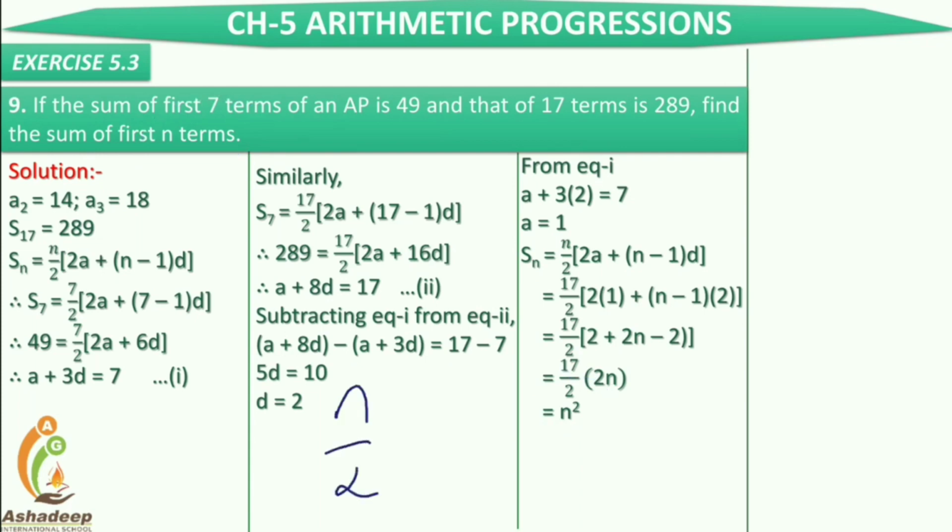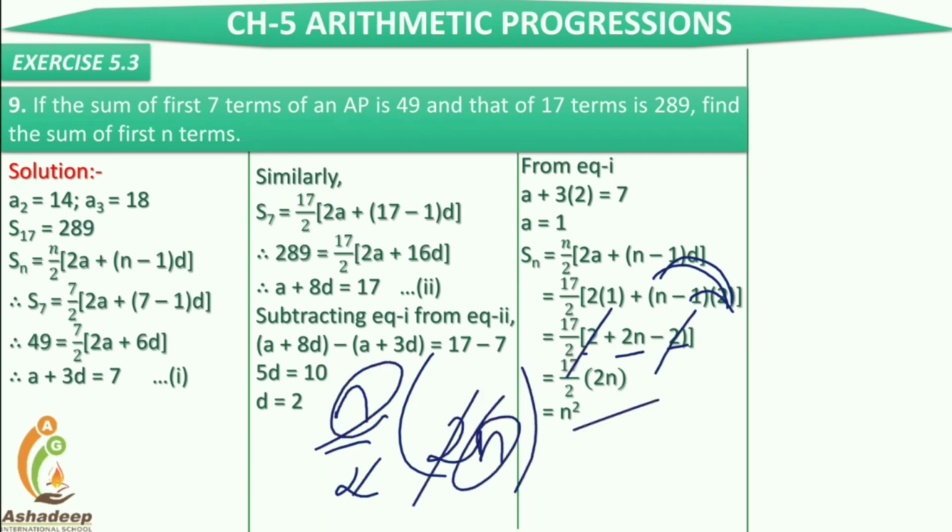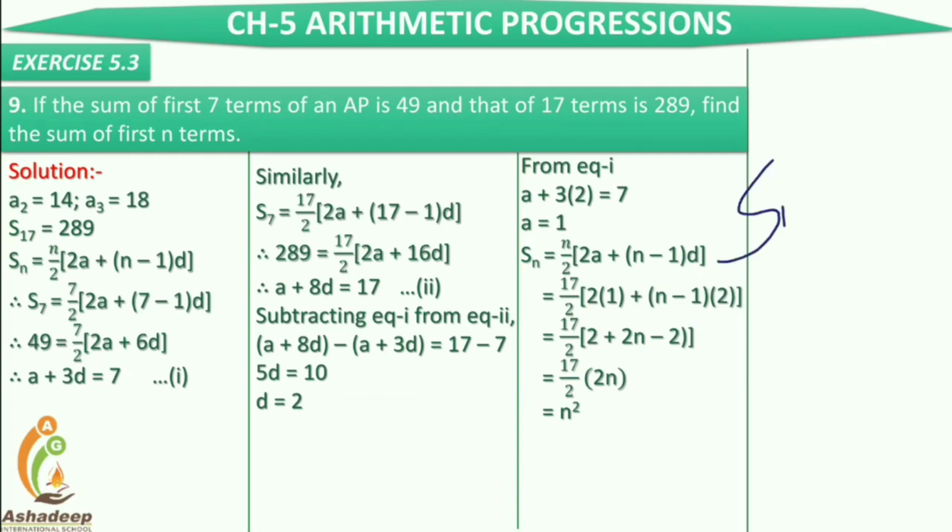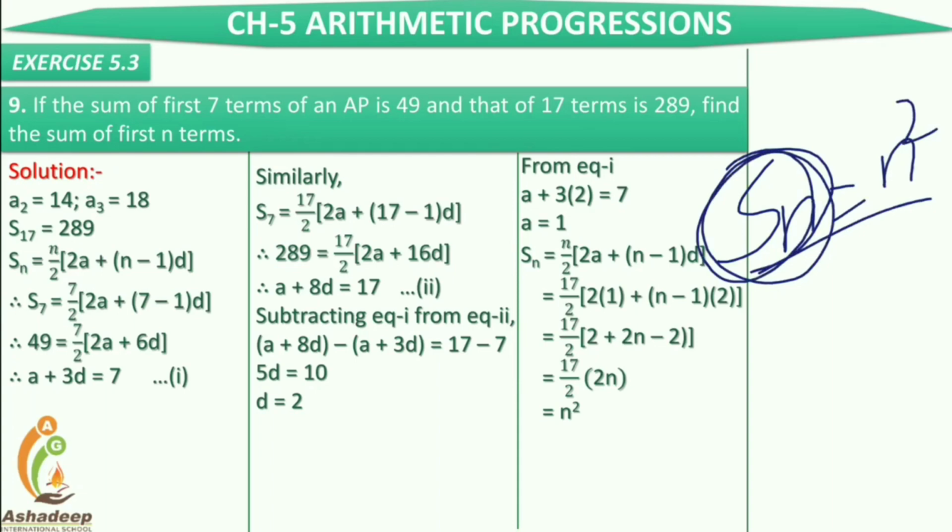See, n by 2 into 2a, we know a is 1, we don't know n, but we know d, right? So d into n is 2n, 2 into 1 is 2, and here 2, plus 2 minus 2, 0, plus 2 minus 2, 0. So in the bracket it remains with 2n, so 2 and 2 cut, n into n is nothing but n square. So our Sn is equal to n square. So the sum of n terms is nothing but n square.